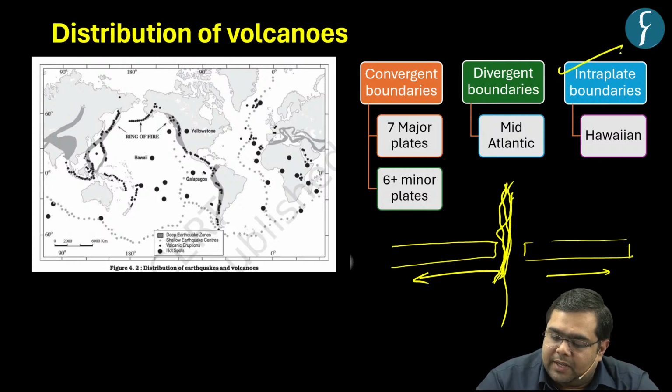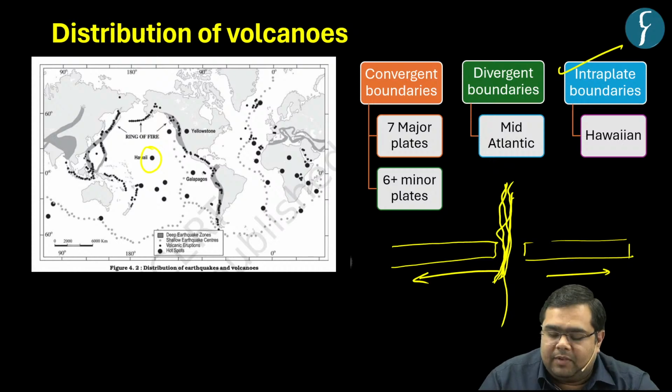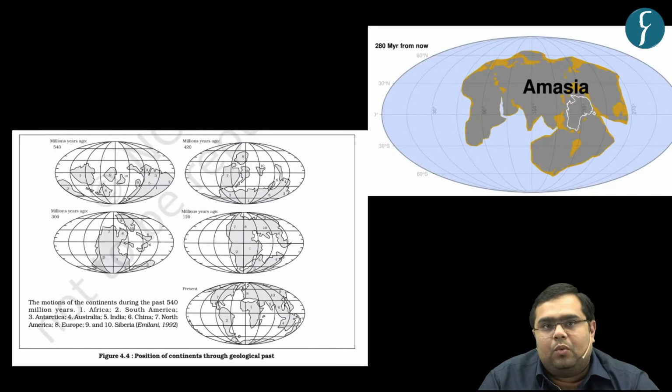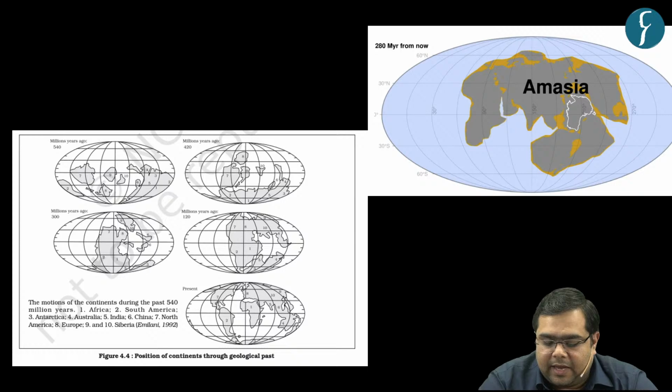The third one is interplate boundary, the example of which is Hawaii. And then we move on and see how volcanism, earthquake and tsunami are again destructive forces as well as constructive forces, and especially out of these two, volcanism and earthquake have to be seen as both creative and destructive forces. I have taken this diagram from NCERT.